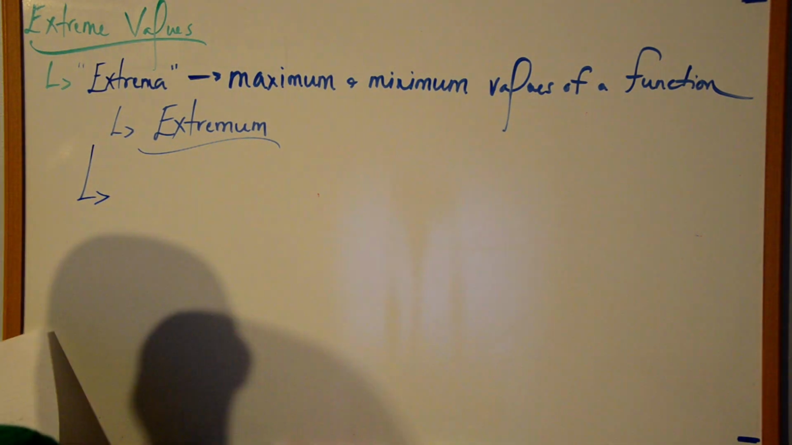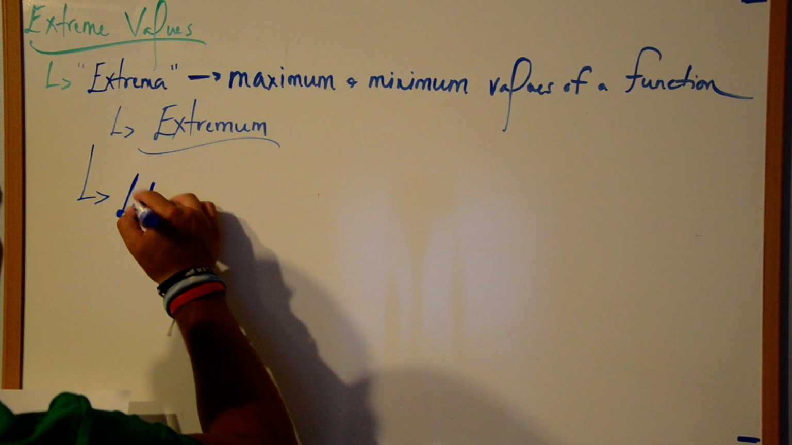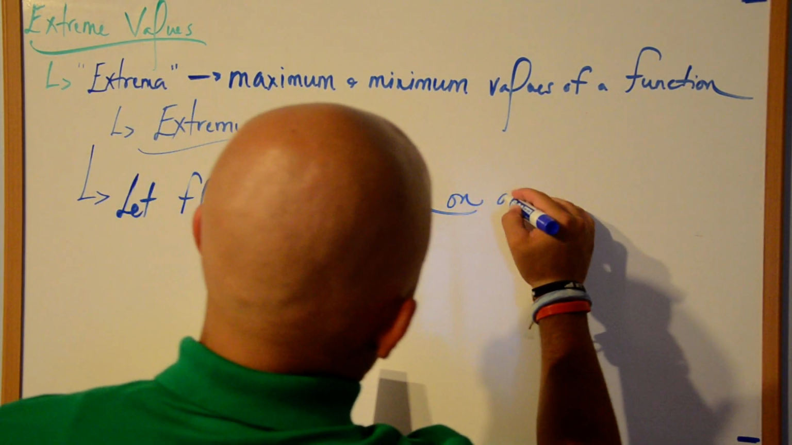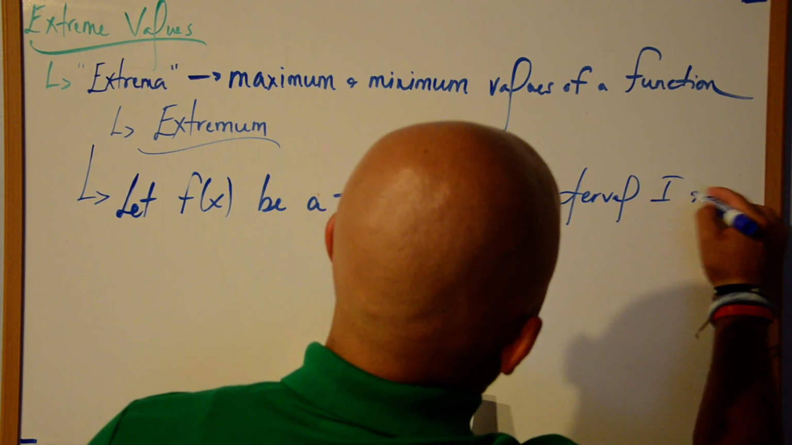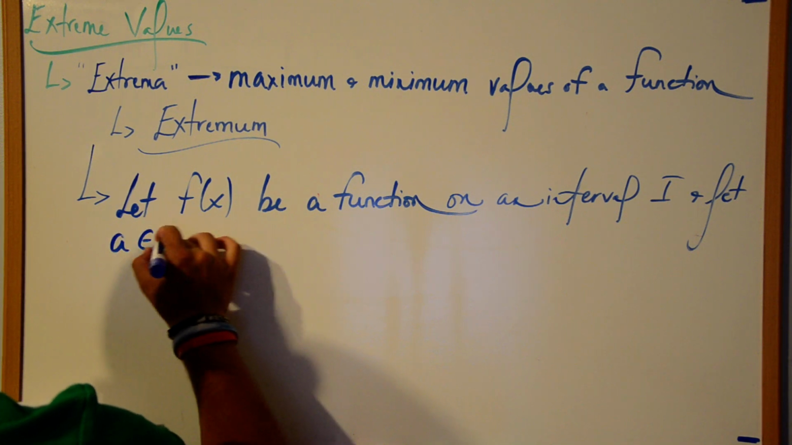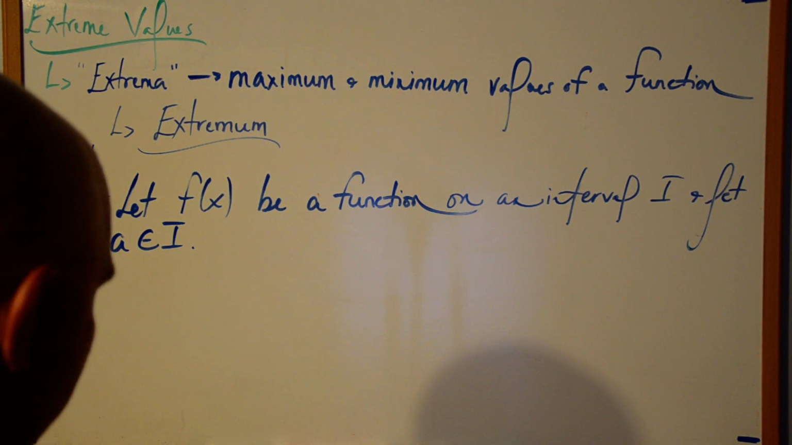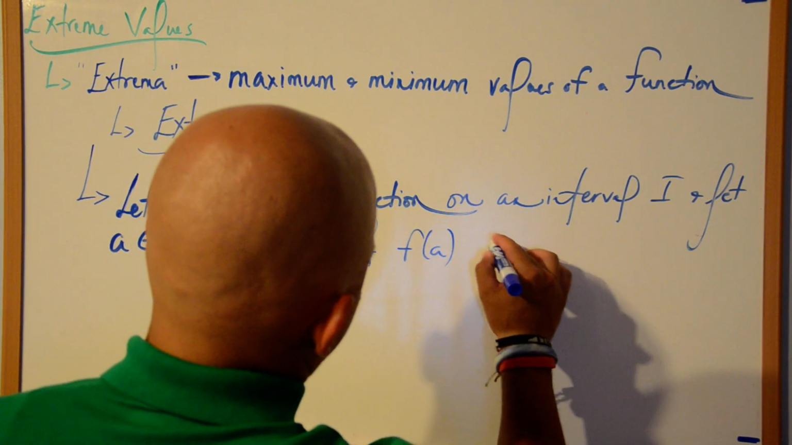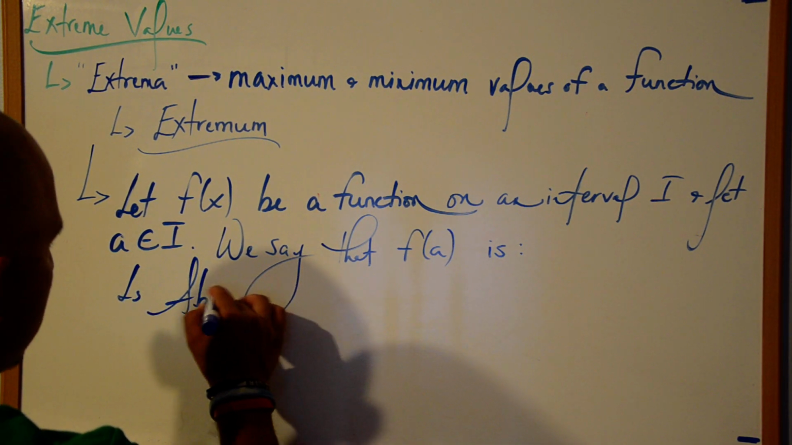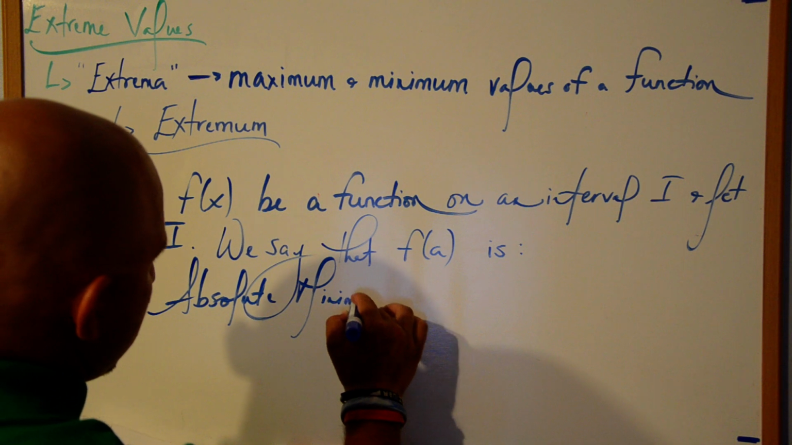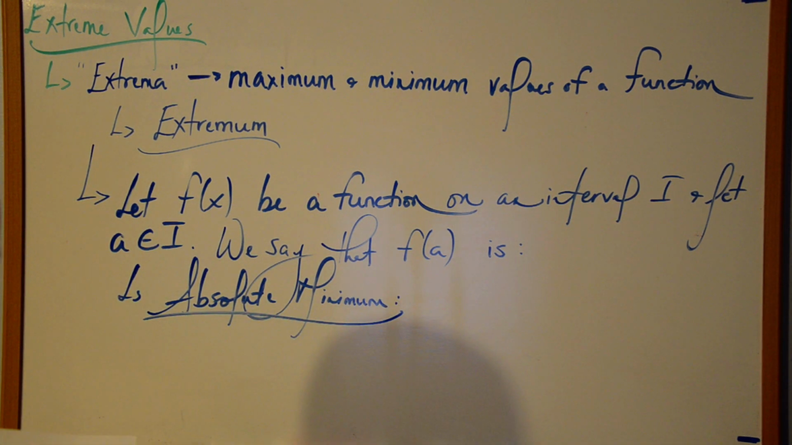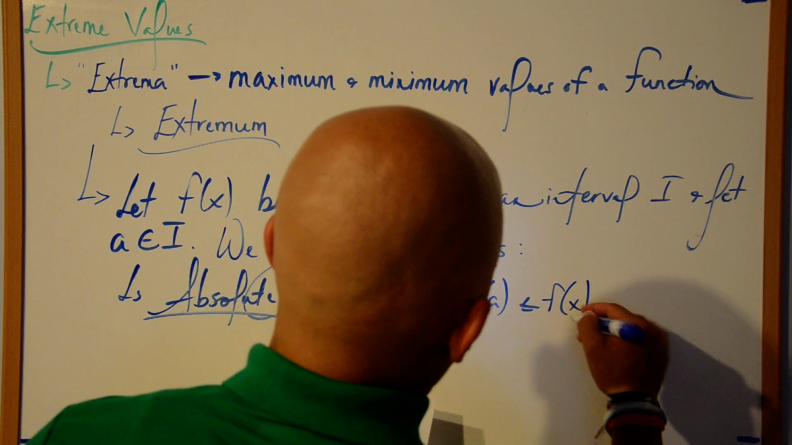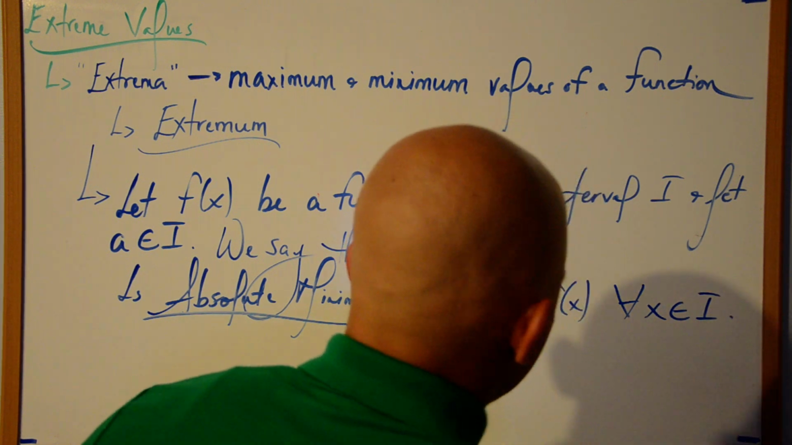So if we were to define extreme values on an interval, let f of x be a function on an interval I, and let a be an element of I, so some arbitrary value inside of our interval. We say that its output is an absolute minimum if f of a is less than or equal to f of x for all x that are contained in this interval.